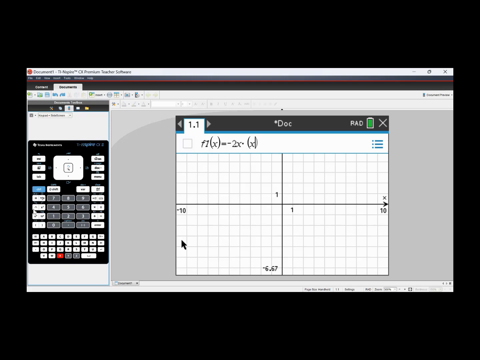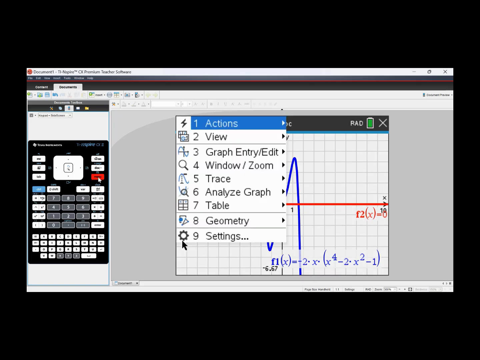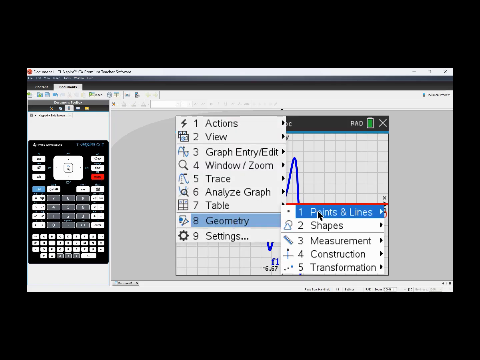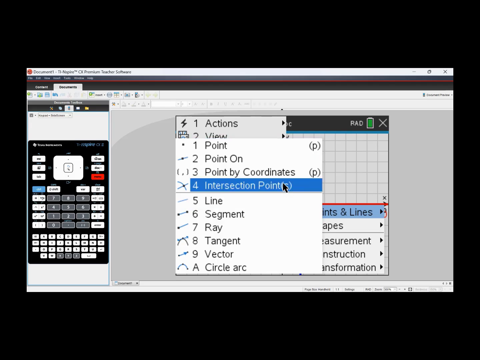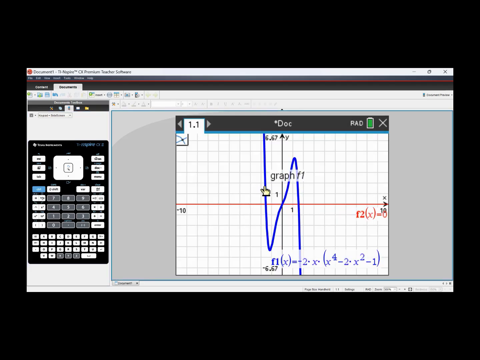Then we have x raised to the 4th. Get out of your exponent. Minus 2x squared minus 1. Then arrow down. We're also going to put in the function y equals 0 and hit enter. Now we can go to Menu, Geometry, Points and Lines, Intersection Points. Click on the graph of our numerator, click on the x-axis, hit Escape. I'm going to move my points a little bit so you can see them better.